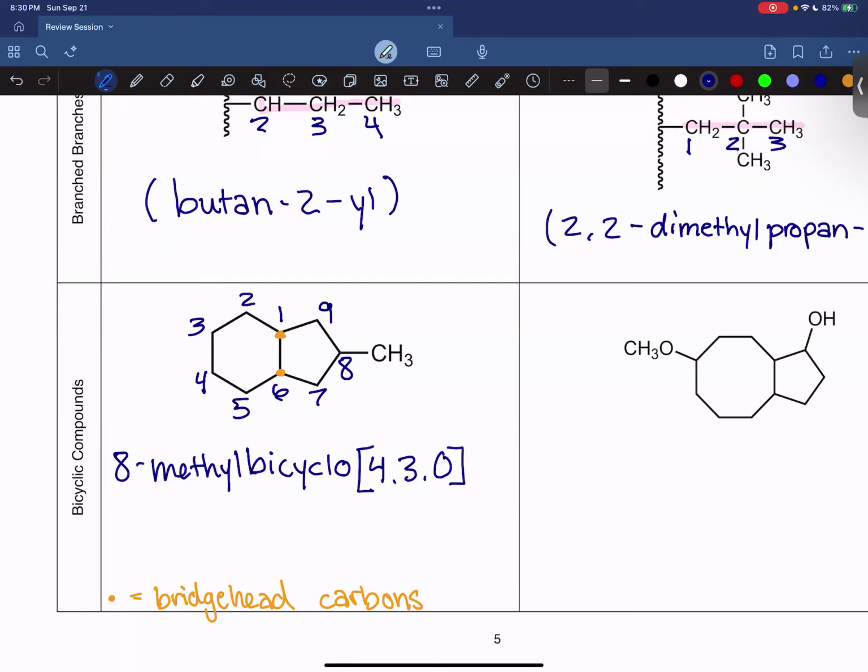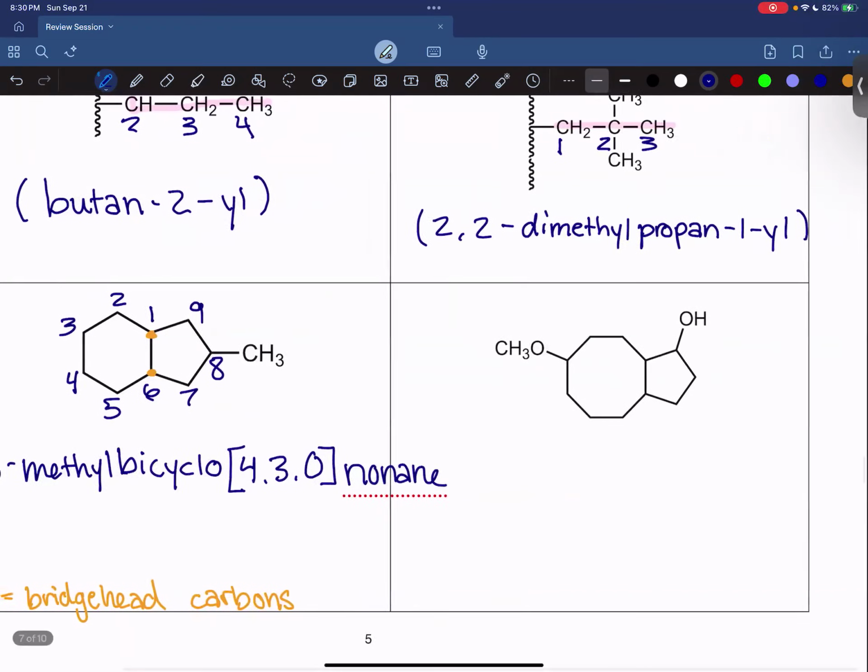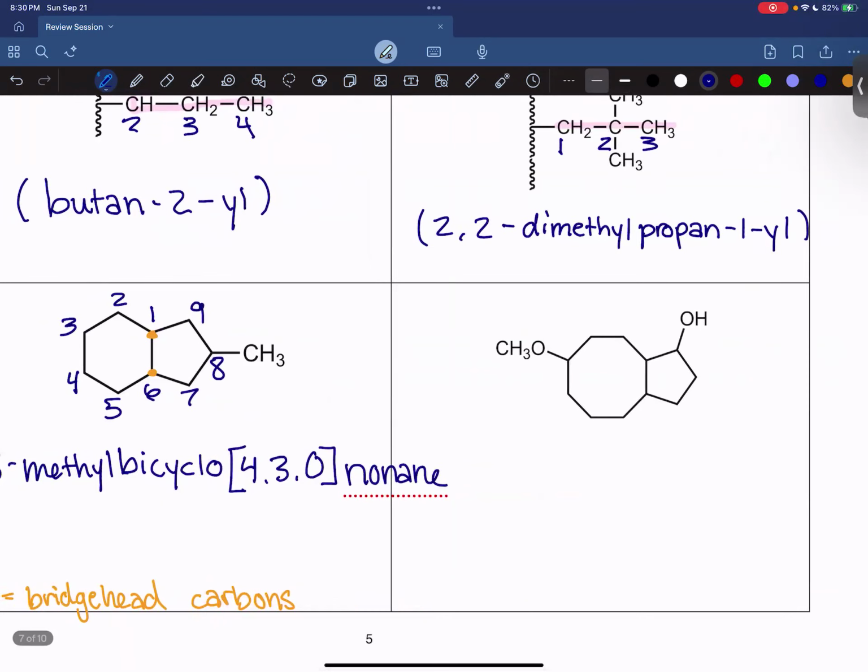Then our parent name is just going to be nonane, and we are, of course, going to count all of our carbons for that on the rings. So there are 9 total, nonane. I'm going to do the next one, and then we'll do questions.